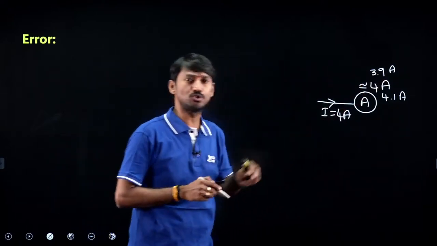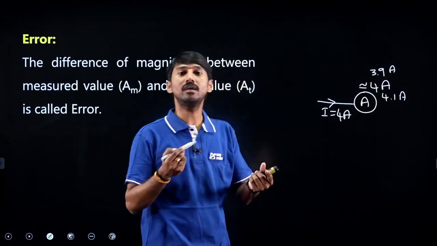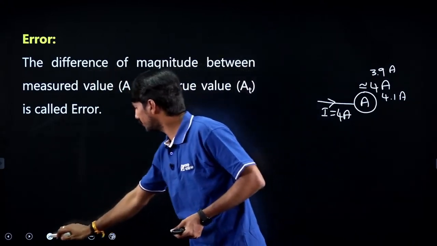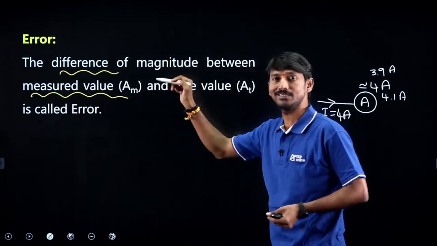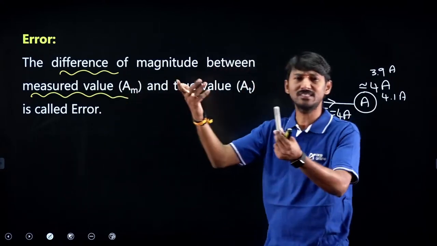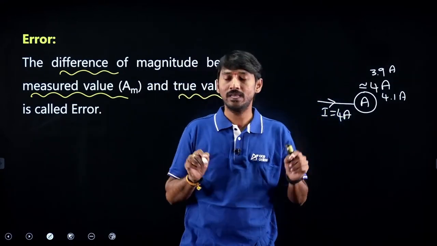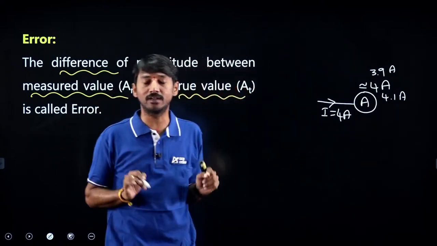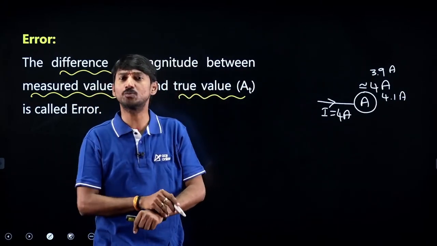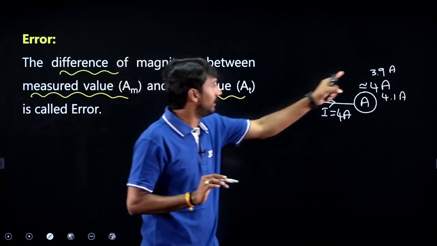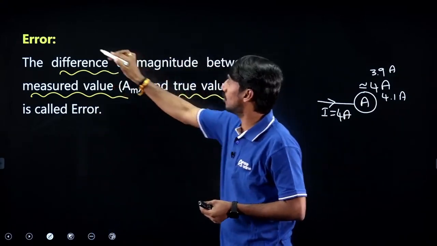Obviously, between these two, is there a difference? Yes, a difference is there. That's why this difference is called error. That's the meaning. The difference of magnitude between the measured value, which I'm writing as AM, where M indicates measured and A is some quantity, and the true value, the difference between these two is called error. Means in our measurement, where the practical case is being considered, definitely error will be there. But error must be as small as possible. That depends on a better designed instrument, etc. But the thing is, the difference between these two will practically exist compulsorily. That is what is called error.